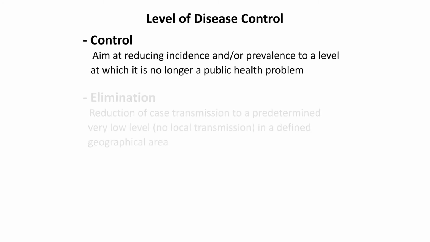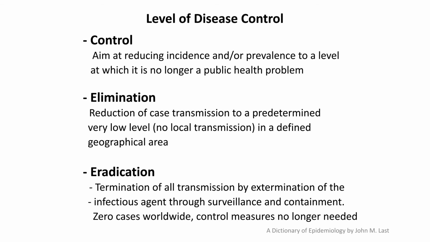This slide shows the levels of disease control. Control is aimed at reducing incidence or prevalence to the level at which it is no longer a public health problem. While elimination reduces the case transmission to a predetermined very low level until there is no local transmission in a defined geographical area. But eradication is the termination of all transmission by extermination of the infectious agent through surveillance and containment. The zero case worldwide, or the control measure is no longer needed anymore.